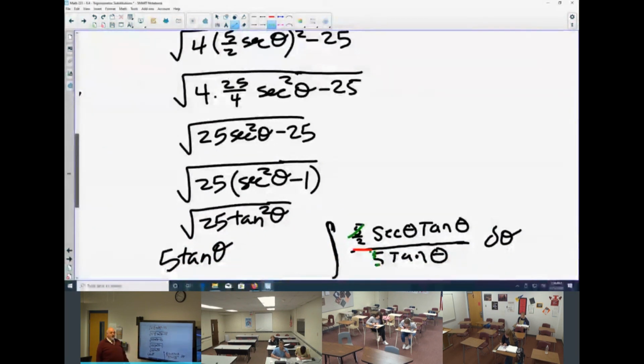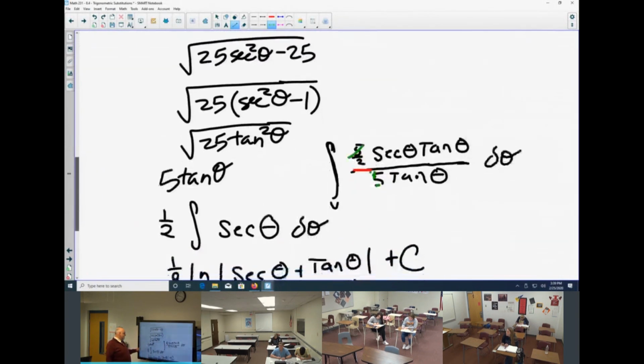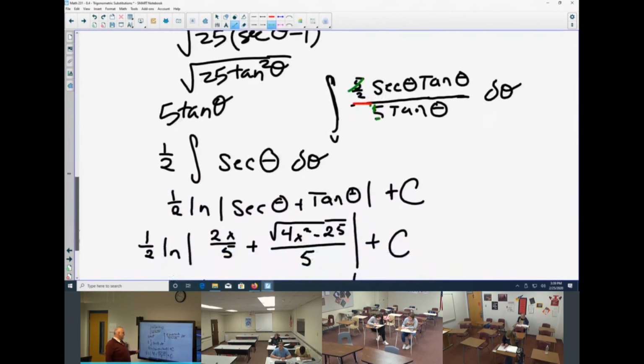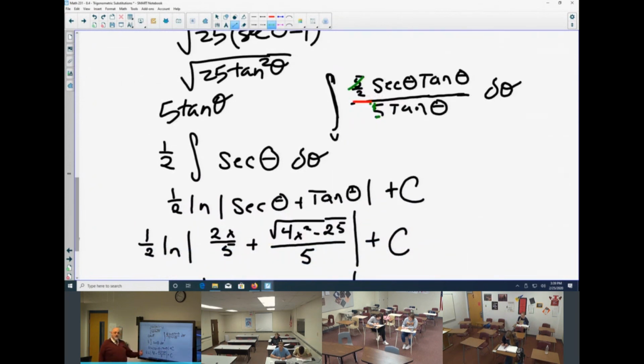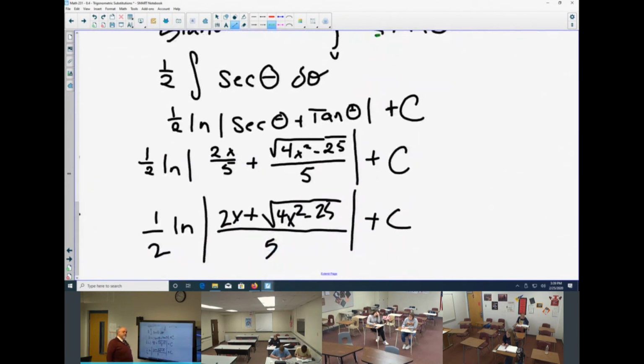So then when we put the numerator, 5/2 secant theta, tangent theta, the denominator just becomes 5 tangent theta. 5's cancel, the tangents cancel. So we're left with 1/2 the integral of secant theta, which is the natural log of secant theta plus tangent theta. Then we go back up to our triangle and write secant theta and tangent theta in terms of x. So we can put them together if we want.